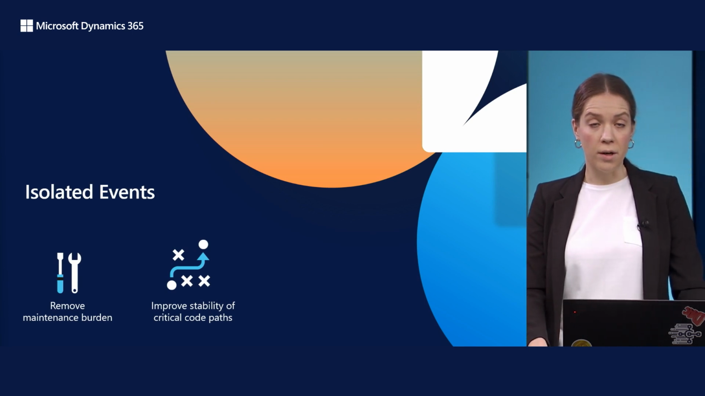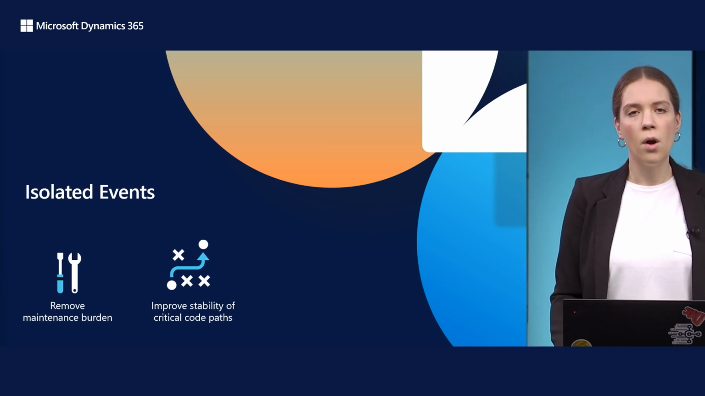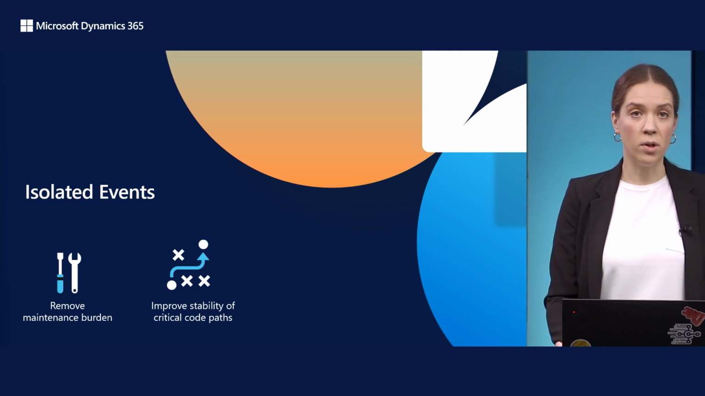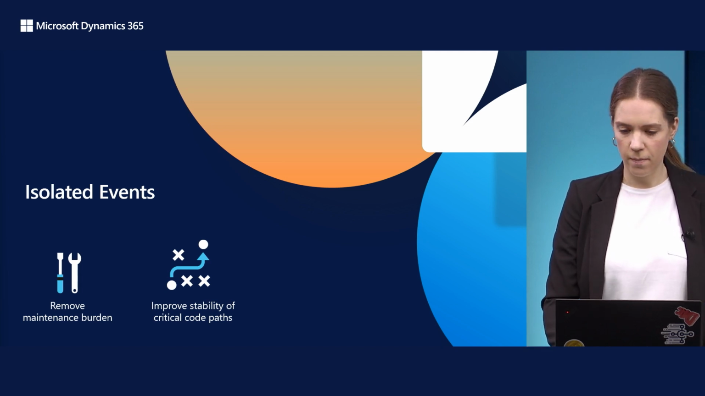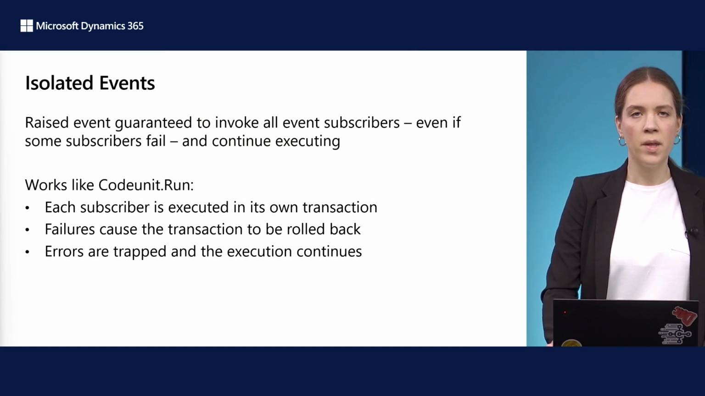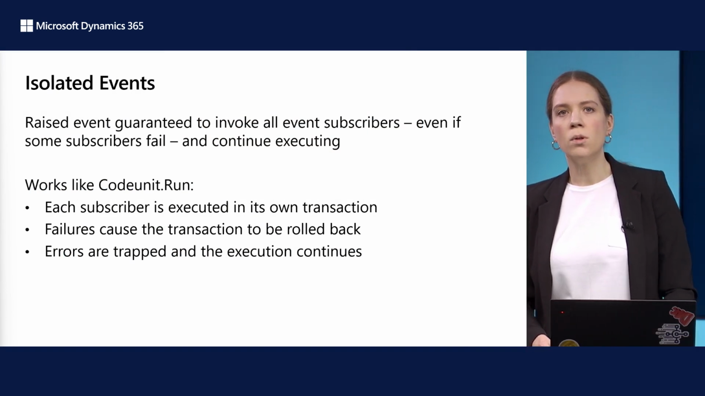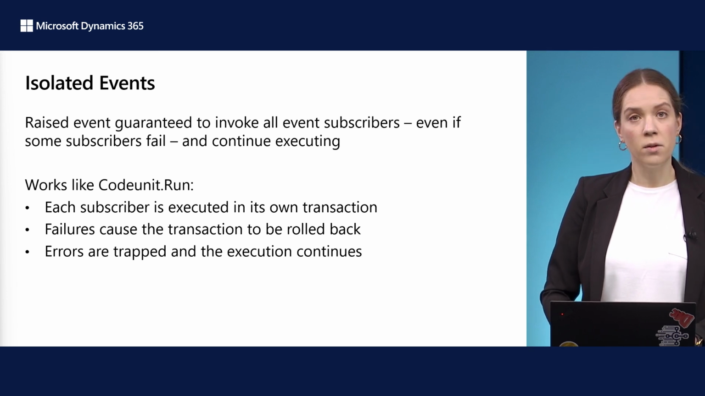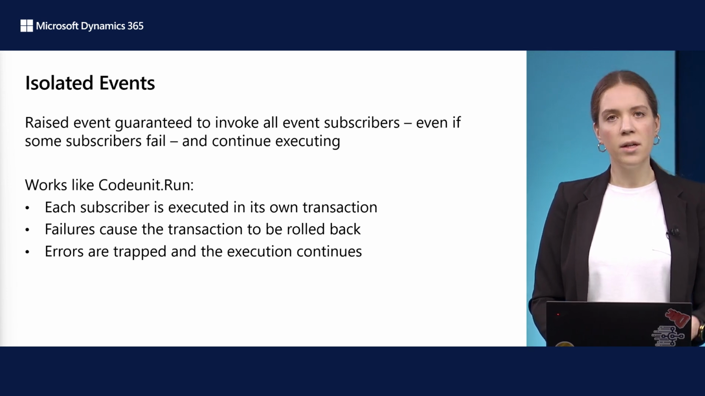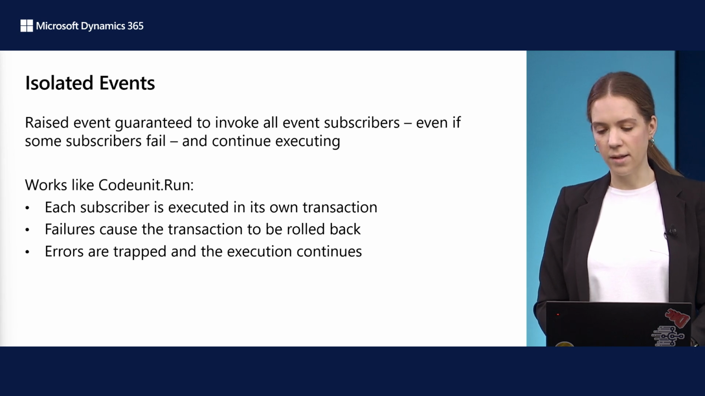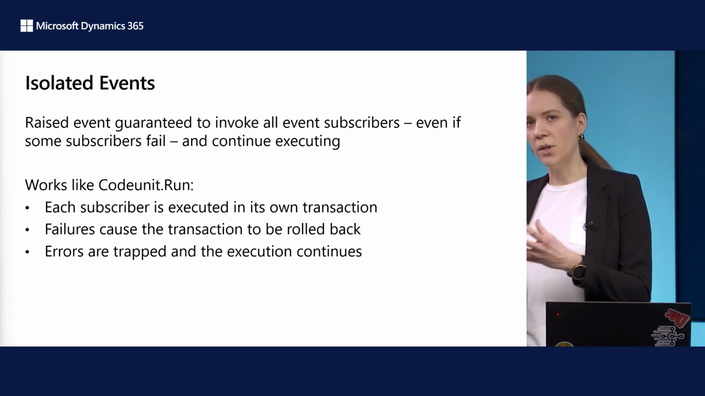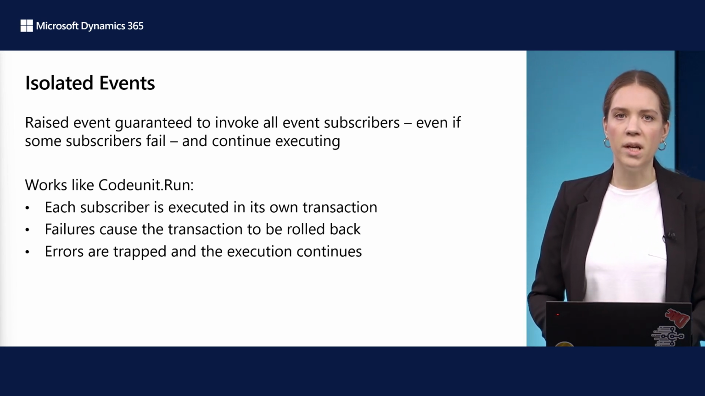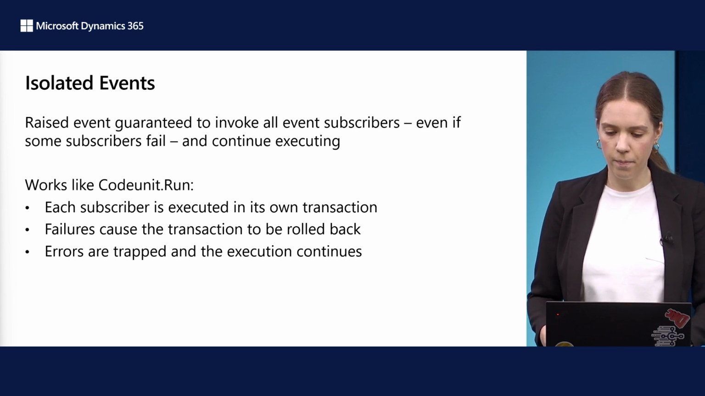Moving on to another feature from this release called isolated events. This feature will greatly improve the product stability by improving the stability of the critical code paths. So what is an isolated event? An isolated event is a new type of event that, when it is raised, it guarantees that all the event subscribers are going to be executed, even if some of them fail. So the execution chain for the event subscribers is not going to be interrupted on error.